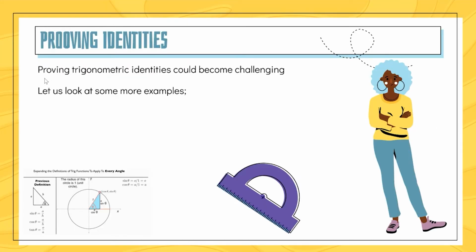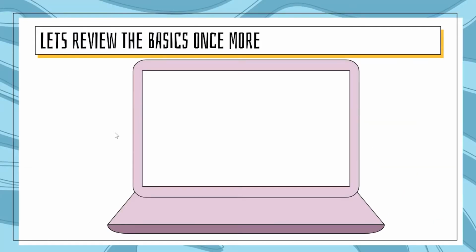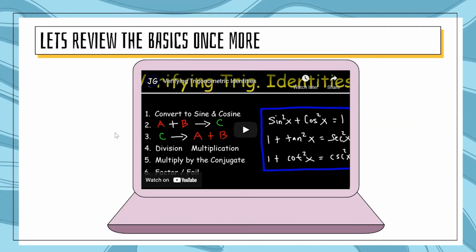And here, proving trigonometric identities could become challenging. Look at some more examples. We can see more examples here, and here is one video. It's so helpful for you to understand everything.